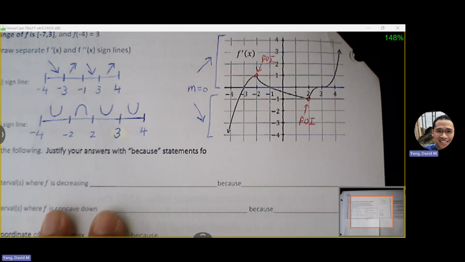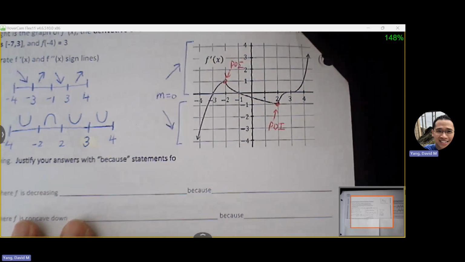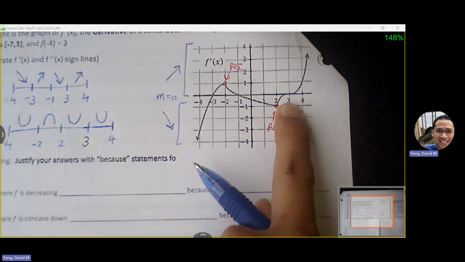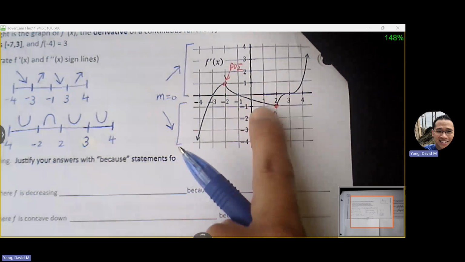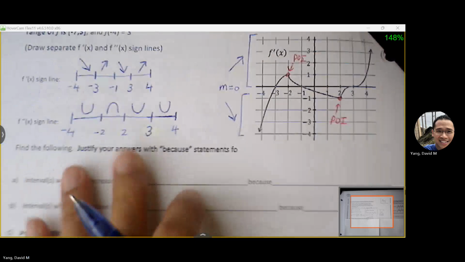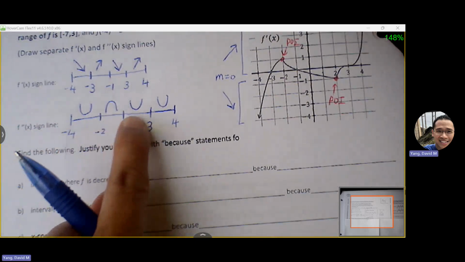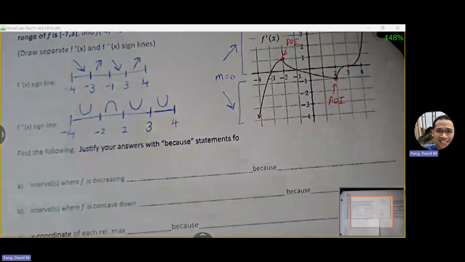The screen's concave up, the force concave up. But on the graph, it's not concave down. Remember, this is not f of x, this is f prime. So for f prime, don't look at the curvature, because these are referring to the original shape of the graph, not the shape of f prime.